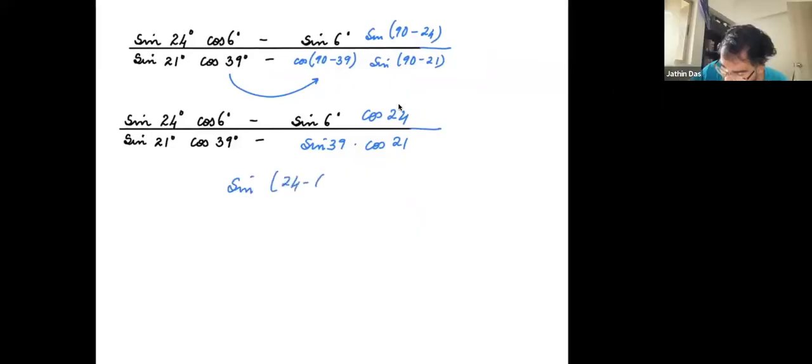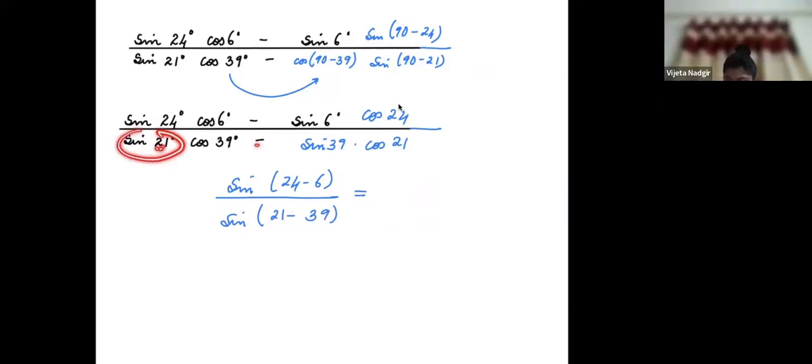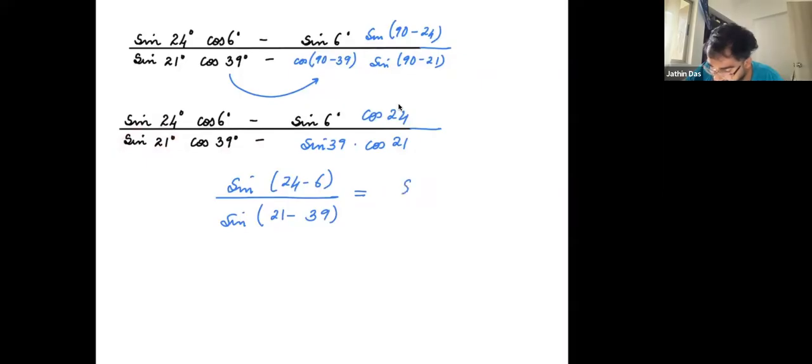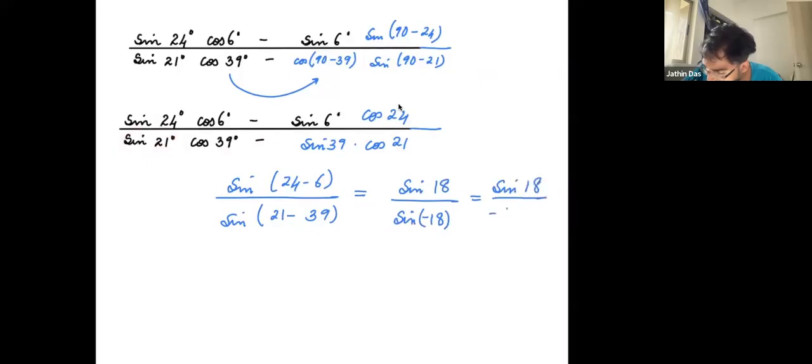Sin 24 minus 6. The form above is sin A minus B. Here 21 minus 39. Where sin comes first, that will be A. Put 39 minus 21. So here it is sin 18 divided by sin of minus 18. That will be sin 18 divided by minus sin 18. Minus will be outside, so the answer is minus 1. Okay, got it?